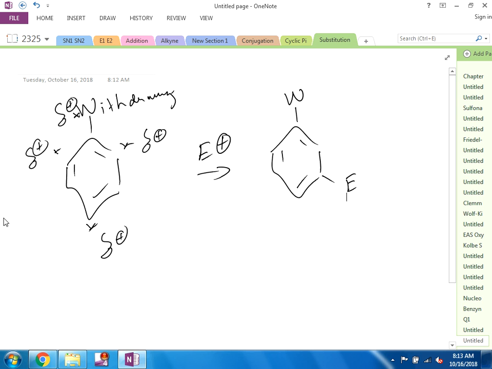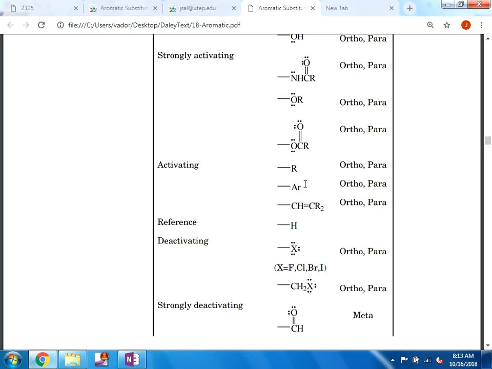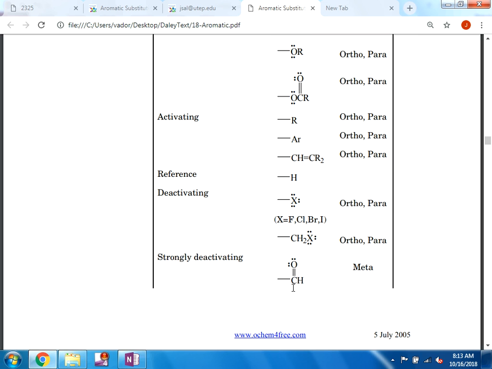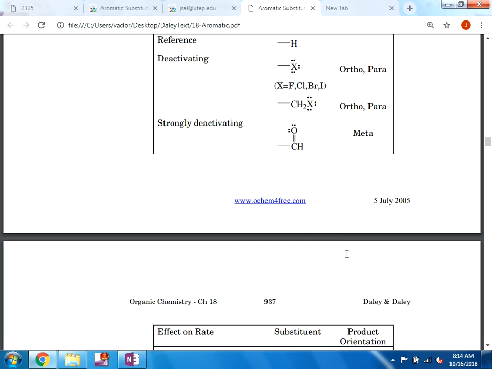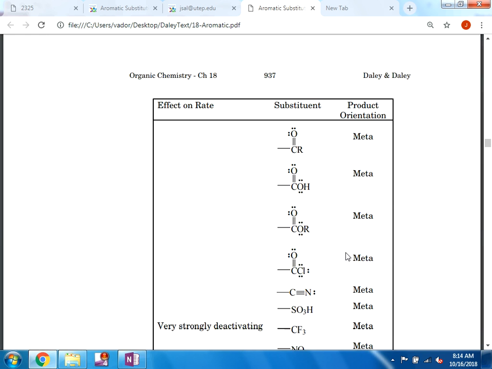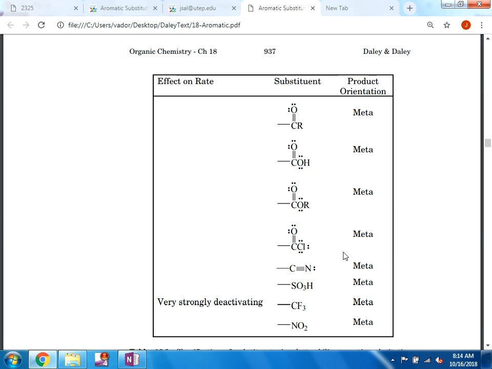So now let's take a look at the table. Again, it looks scary because it's long. But see, why is this a meta director? If you have a carbonyl, that carbon doesn't have any lone pairs on it, and the carbon is electron deficient. That means oxygen is more electronegative than carbon, so that carbon is electron deficient. Look at the rest of the table. All the carbonyl compounds are electron deficient there, there, there, there.